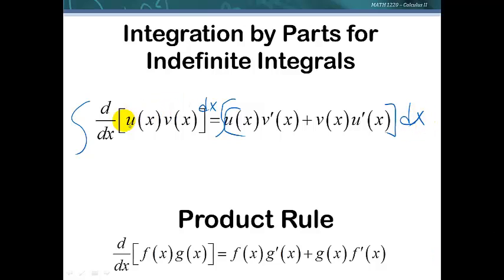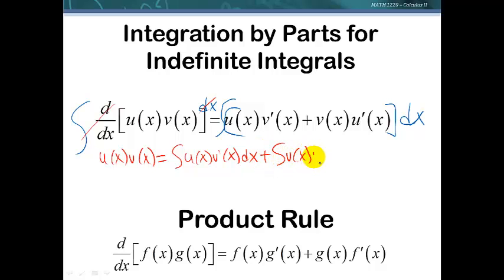Now on the left-hand side, we can apply the fundamental theorem of calculus, and that will leave us u of x, v of x. And the right-hand side is the integral of a sum, so we can write it as a sum of two different integrals. We've got the integral of u of x, v prime of x dx, plus the integral of v of x, u prime of x dx.